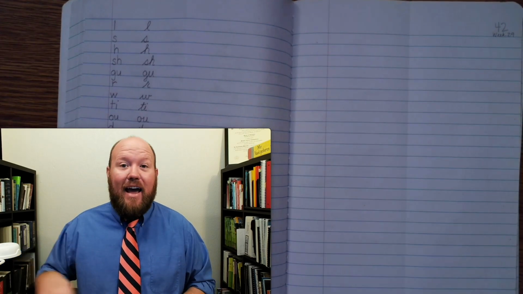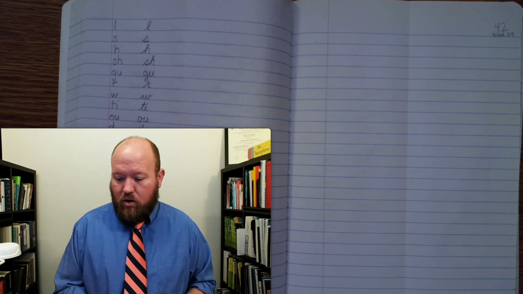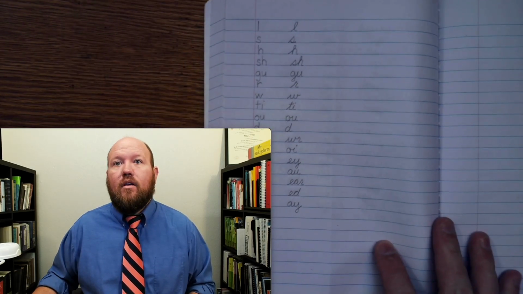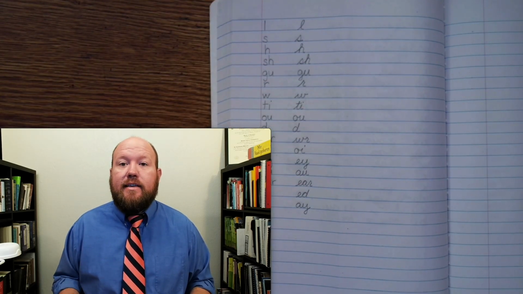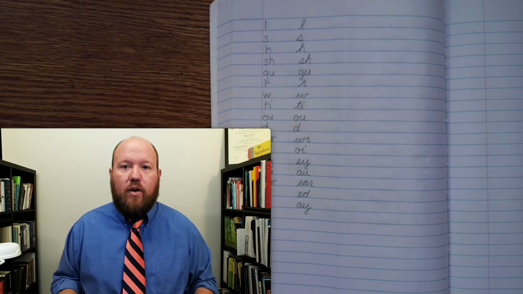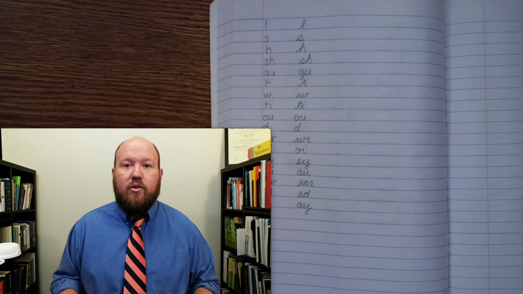All right, now let's do the written phonogram review. So I'm going to slide my paper over so I can use the second column. So I'll say the sound. You should say the sound and write the phonogram. When you write it, don't look at mine. Just write it on your own as best you can from memory. After you're done writing, look up to see if you spelled it correctly.